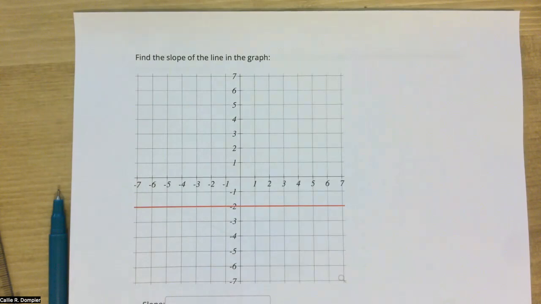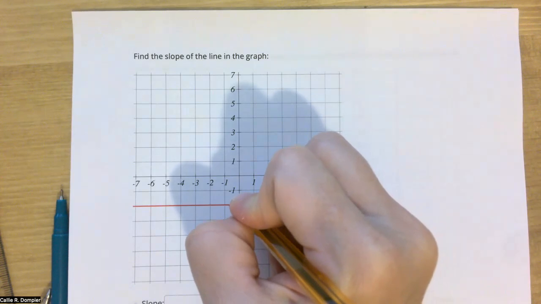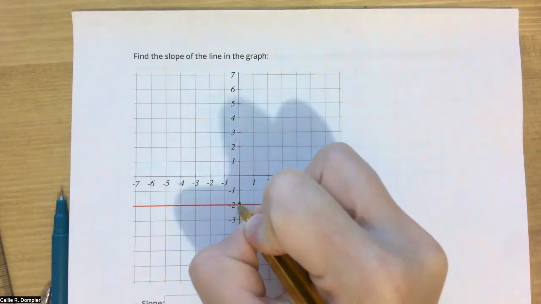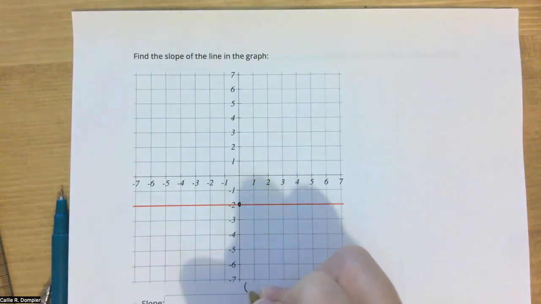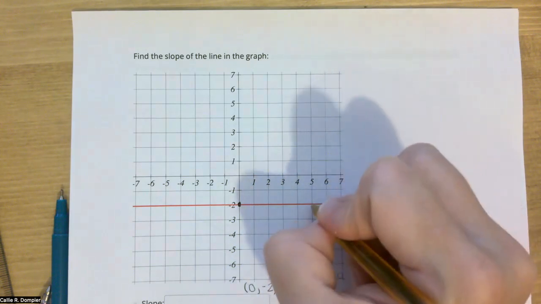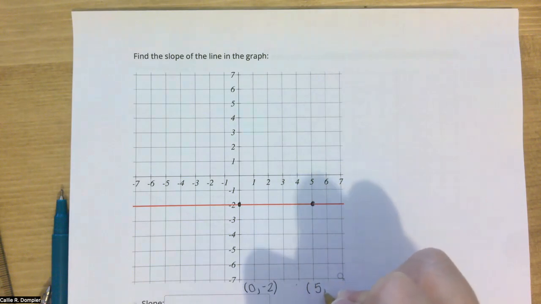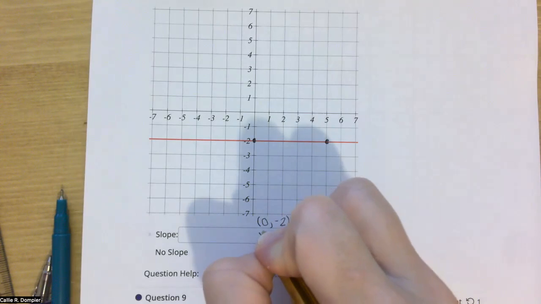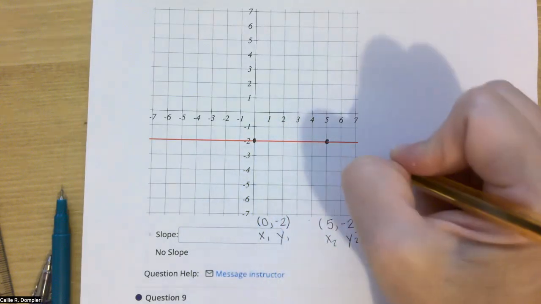Here's question 8. Find the slope of the line of the graph. We can look at this like it is a line that can be solved. Here we have the point x is 0, y is -2. And then over here we have the point x is 5, y is -2. And so we can graph those if we want. That can be x1, y1, x2, y2.